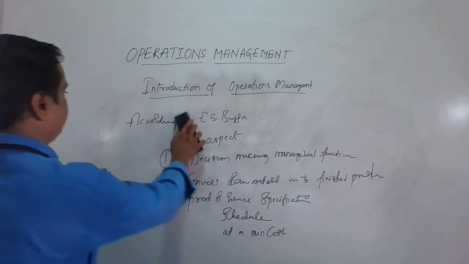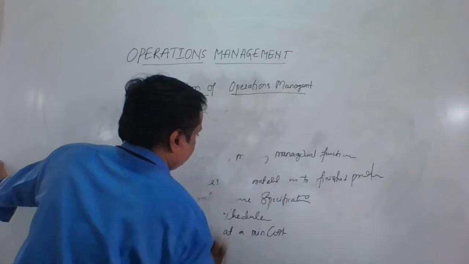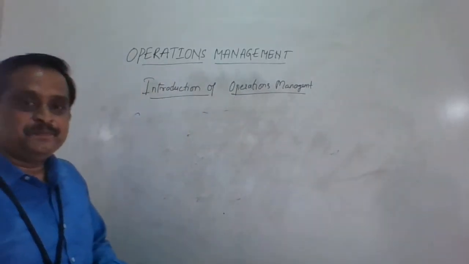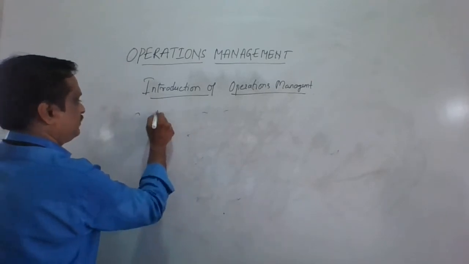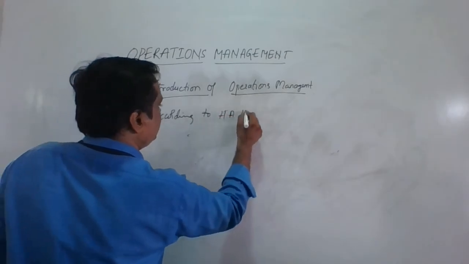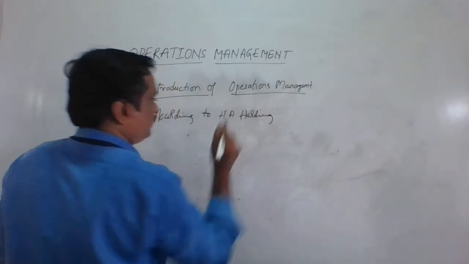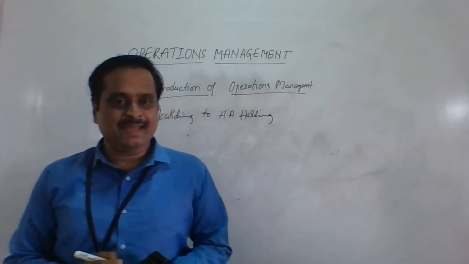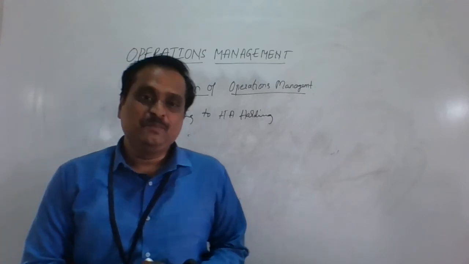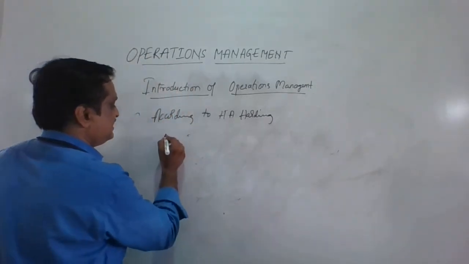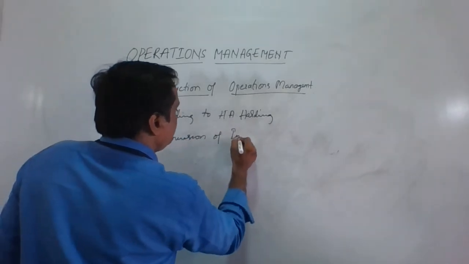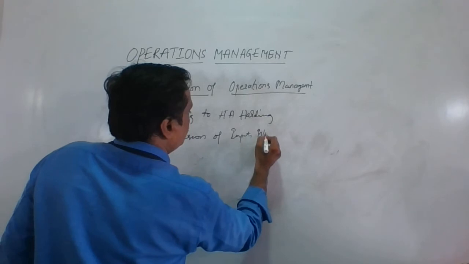And next we are going into another definition given by H.A. Harding. According to H.A. Harding, production management is concerned with those processes which convert the inputs into outputs. He said that simply it's a conversion of inputs into outputs.